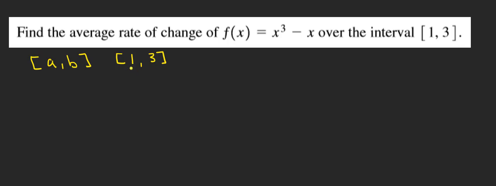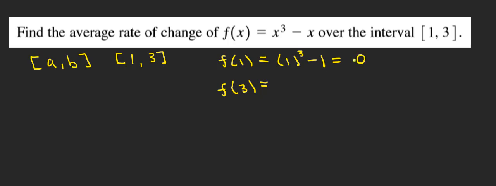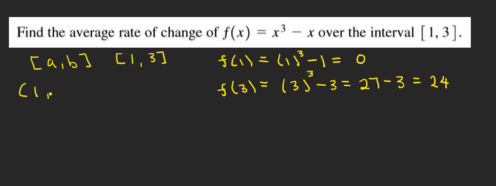So we need 2 points. We only have the given x values. We need to find what f of 1 is and what f of 3 is. f of 1 is going to be 1 cubed minus 1, which is 0. And f of 3 is going to be 3 cubed minus 3, which is 27 minus 3, and that's 24. So we have 2 points, 1 comma 0 and 3 comma 24.